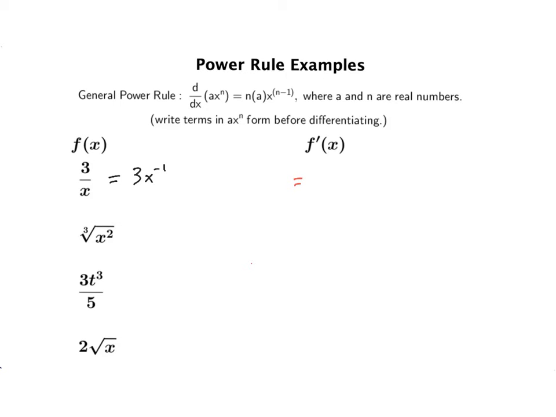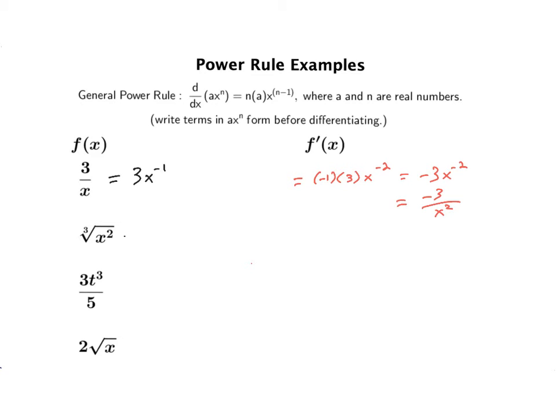So negative 1 times 3, x, and then it's going to be to the negative 2 power. We're going to reduce that negative 1 power by 1. So that's negative 3. And you could write that like that as well.